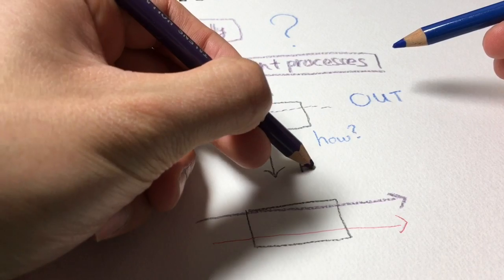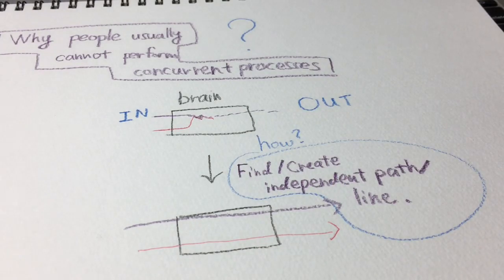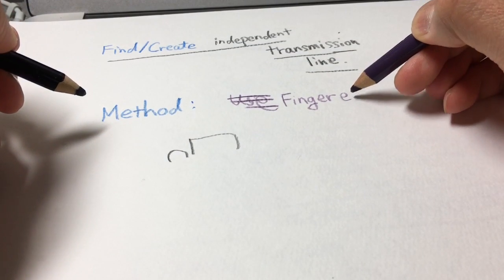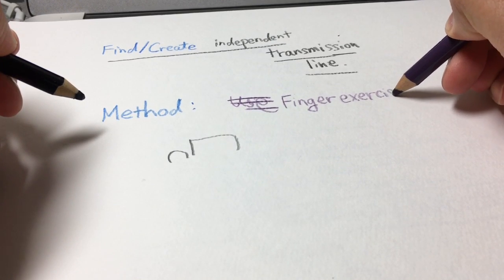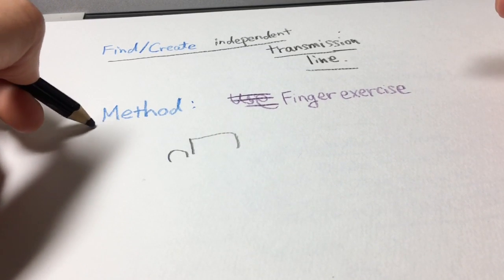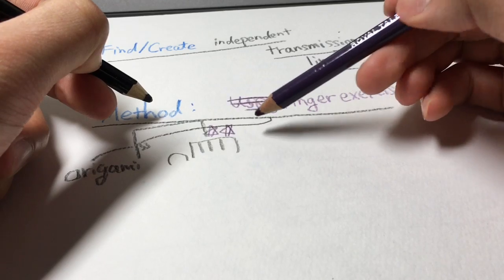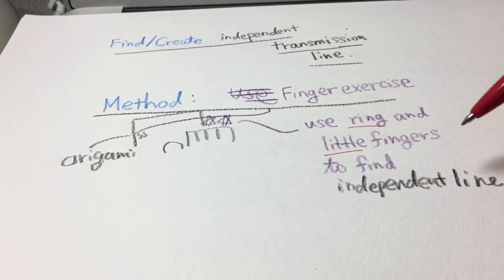So we need to find or create independent lines. Finding and creating independent lines is simple. Just do finger exercises. Why don't you use your ring and little fingers to find and create independent lines using origami?